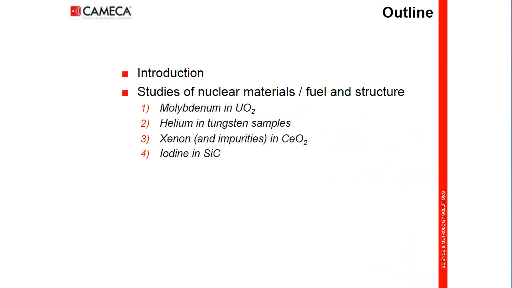After a brief introduction, I will show different examples of dynamic SIMS applications for the characterization of nuclear materials, in particular for the study of diffusion and segregation processes in materials used in nuclear reactors. In order to simulate the chemical behavior of fission products in nuclear materials, SIMS analyses were performed on different materials after ion implantation with natural isotopes of high fission yield species, such as molybdenum, helium, xenon, iodine.